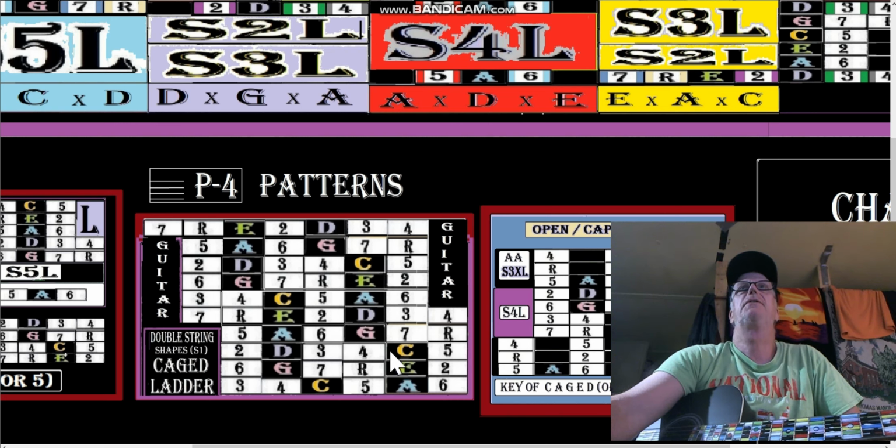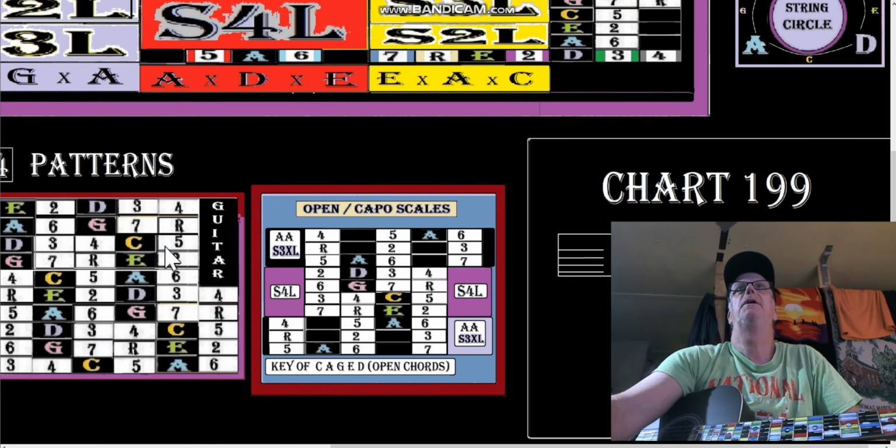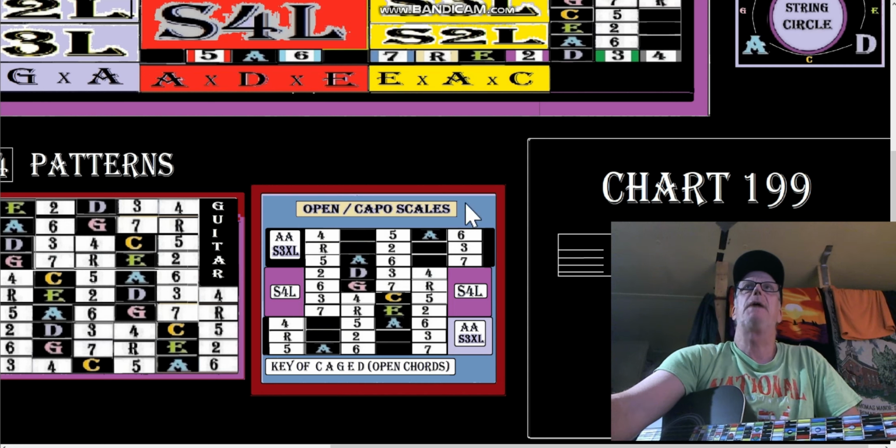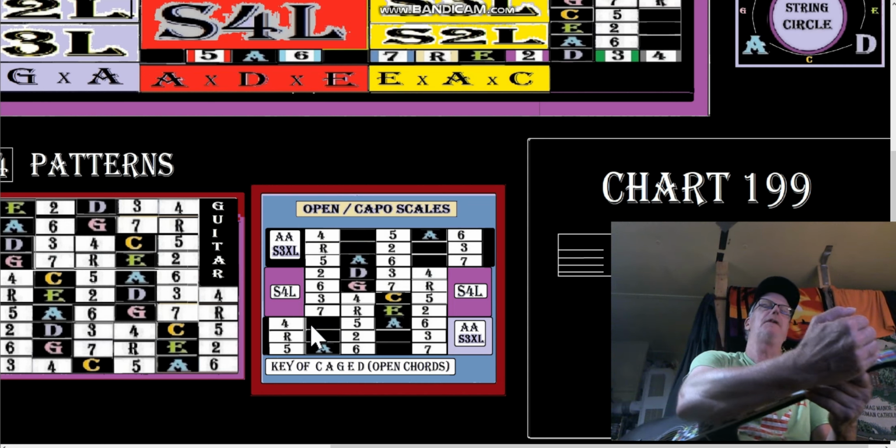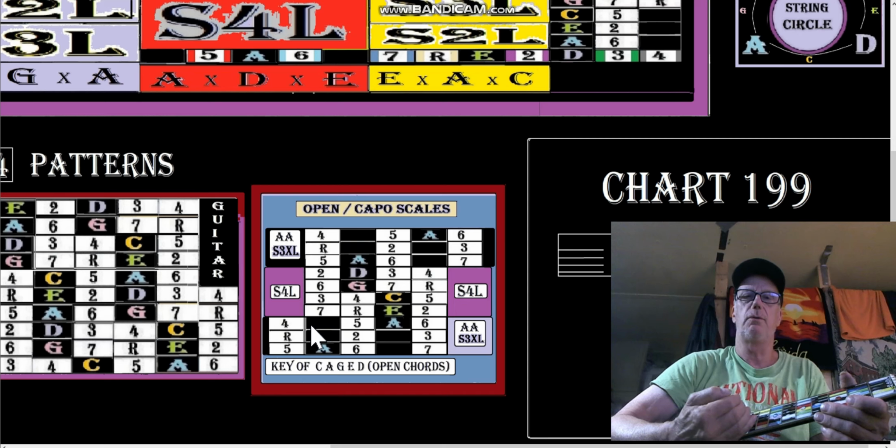So it's an S3XL and an S4L on top of one another, which is right here. There's an S3XL, 5, 6, 7, root, 2, 3, 4, 5, 6, and an S4L right on top of it. See in the purple: 7, root, 2, 3, 4, 5, 6, 7, root, 2, 3, 4. On top of that goes another S3XL. These are the patterns we use around the fret nut or the capo.